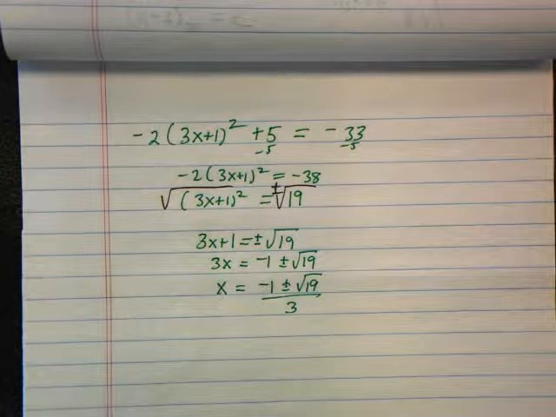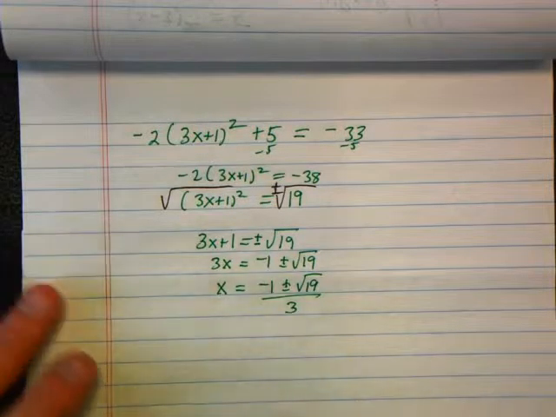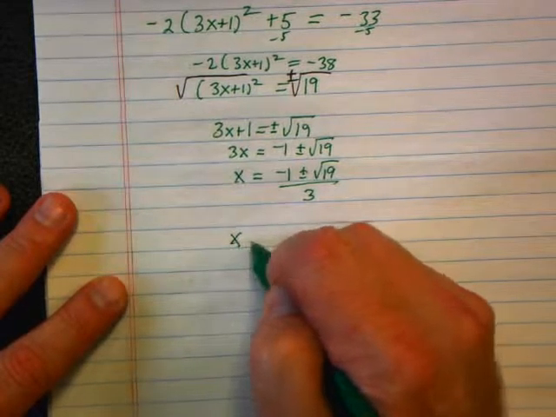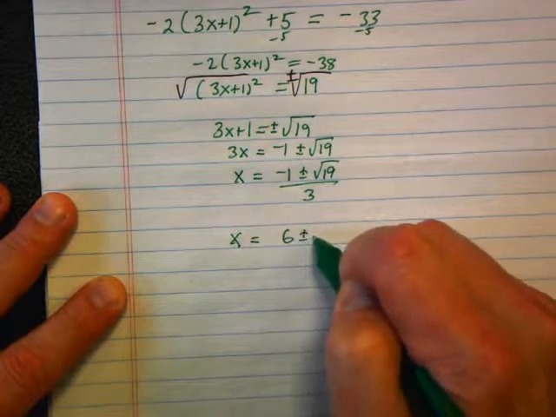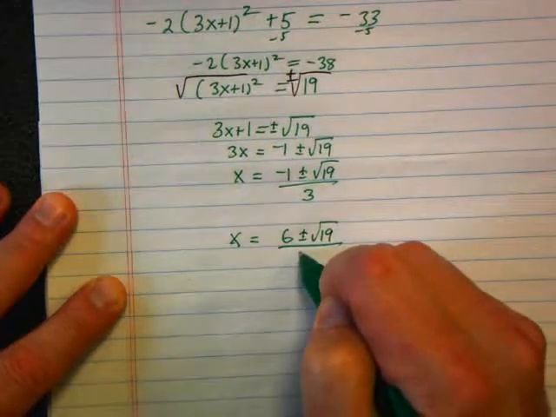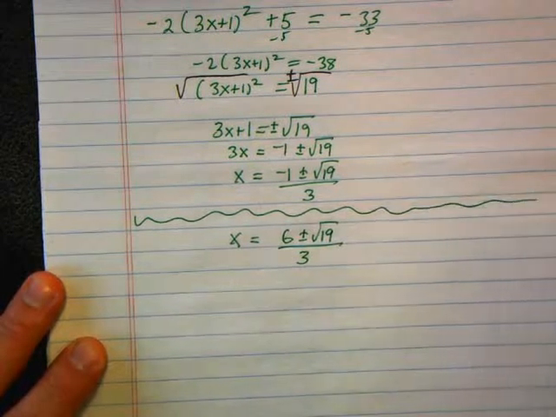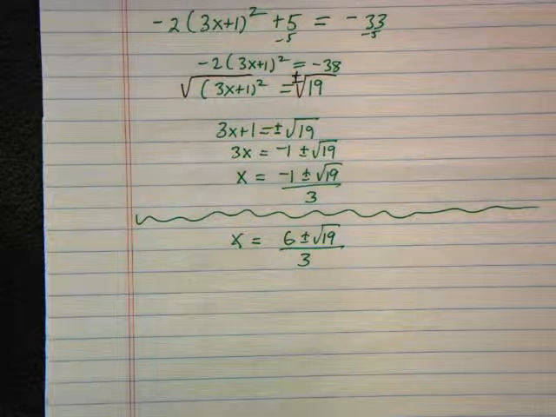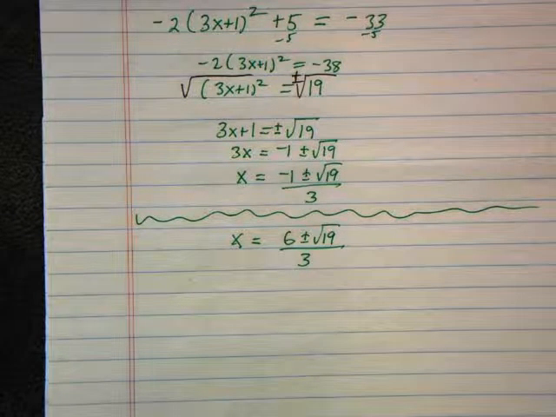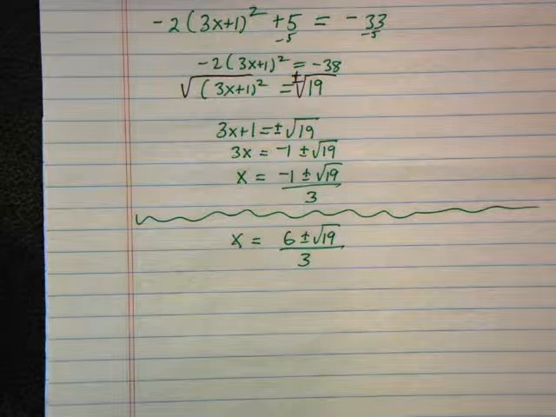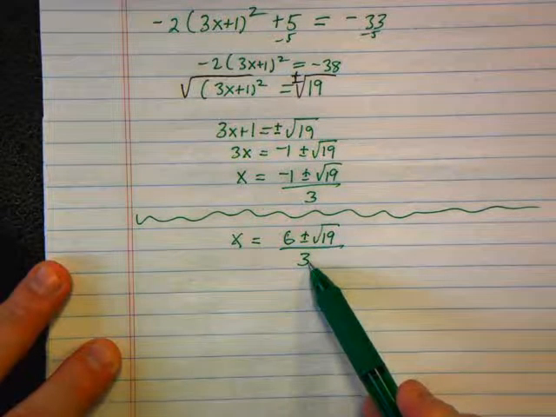Yes? What if the negative 1 was a 6? Would you simplify? If the negative 1 was a 6, so if my answer turned out to be 6 plus or minus square root of 19 over 3, can I simplify? So a completely different problem. Can you simplify that? What you can't do is just take the 6 and the 3 and divide them. If you're going to divide, you need to be able to divide everywhere.